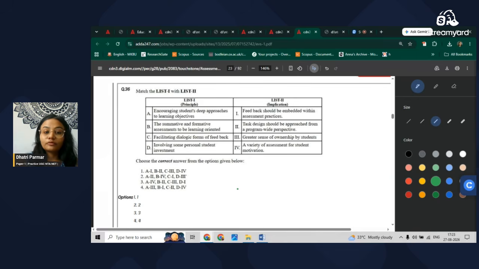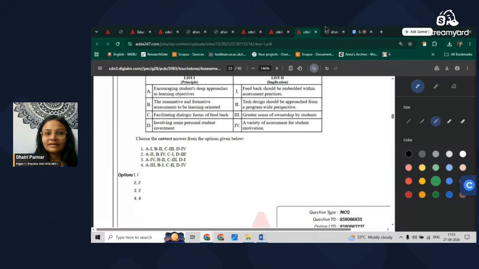Task design should be approached from a program-wide practice. Greater sense of ownership by student. So when we are putting deep approaches to learning objectives, students' deep approaches, at that time they feel that greater ownership by that. Variety of assessment for students' motivation, summative and formative. So that is again related to that.